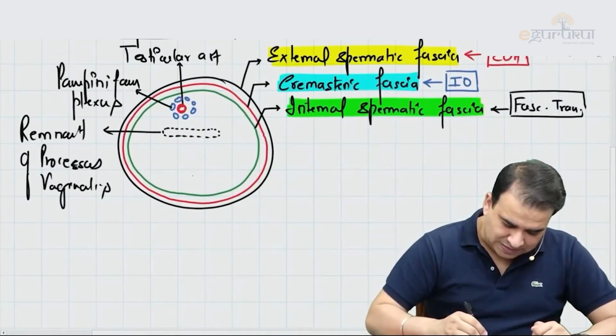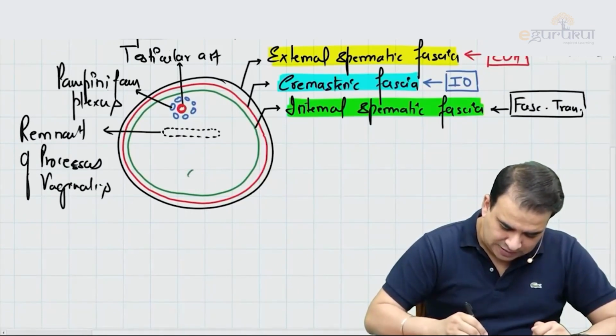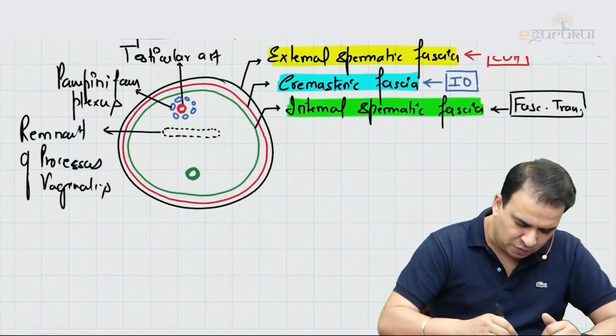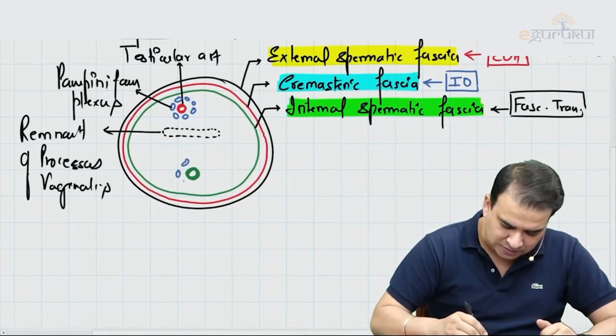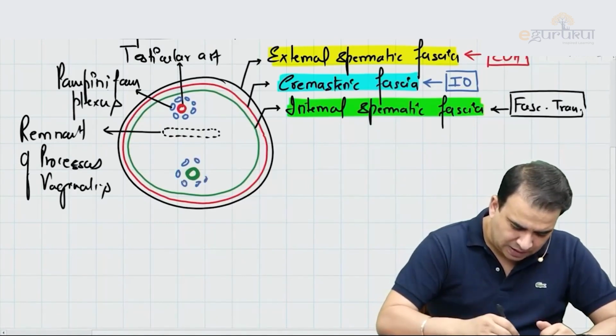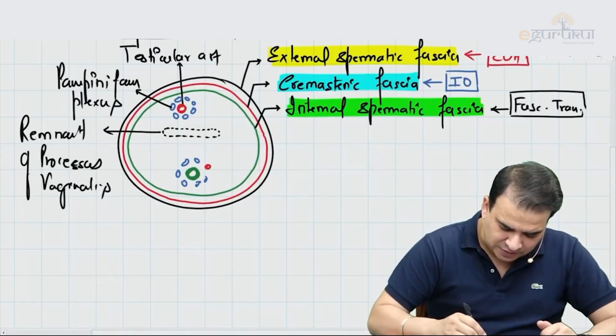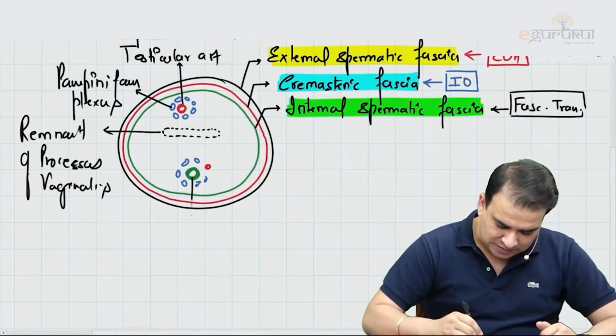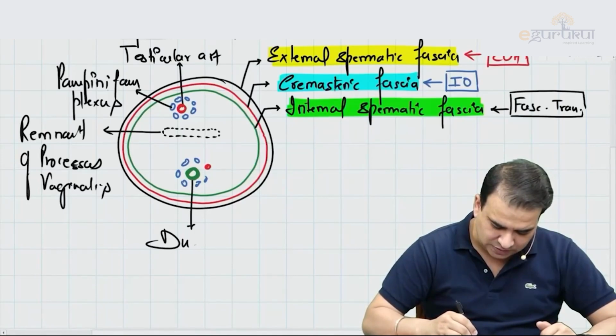What else will be seen inside? We'll also see the ductus deferens. If you see the lower part of the spermatic cord, there will be the ductus deferens. It will also be surrounded by a venous plexus here, and the artery of the ductus deferens will be seen as well. So that is the ductus deferens or the vas deferens.